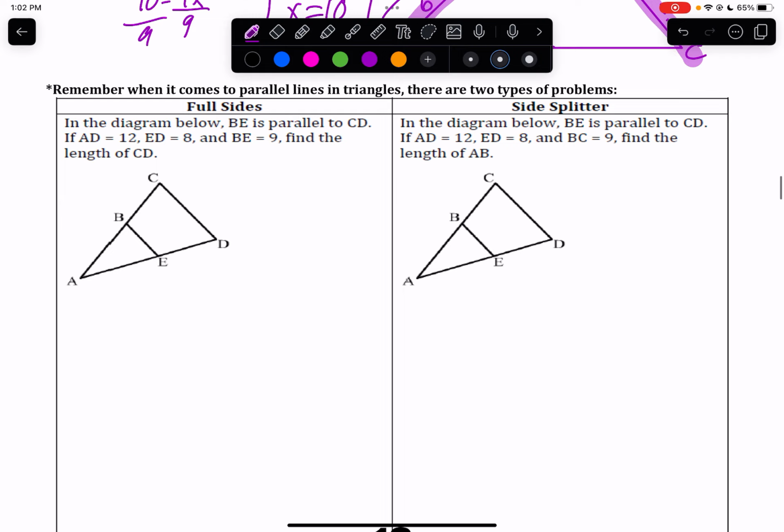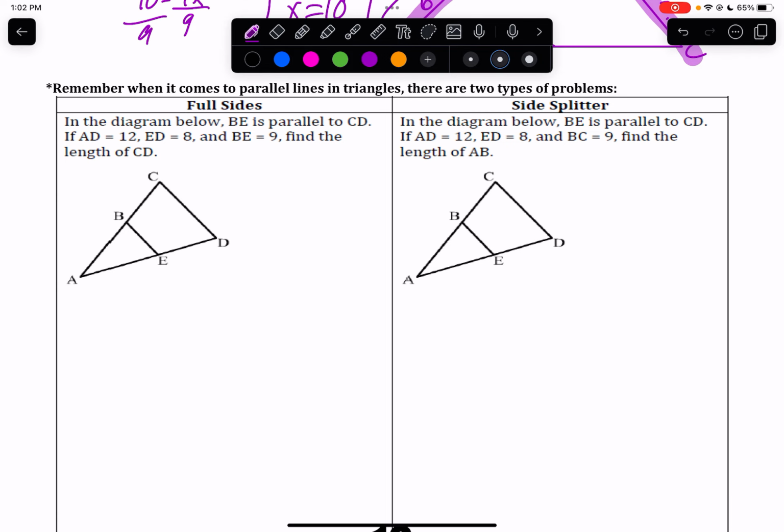So here are our two types of problems we're going to use the side splitter for. In the diagram below, BE is parallel to CD. If AD is equal to 12, so that's their entire length, ED is equal to 8, so that is the cutoff piece at the bottom, and BE is equal to 9, find the length of CD.